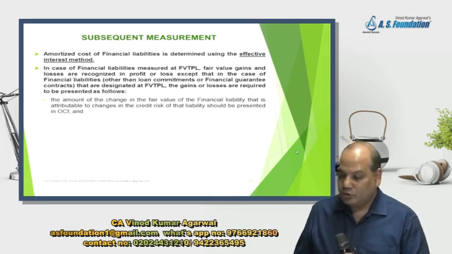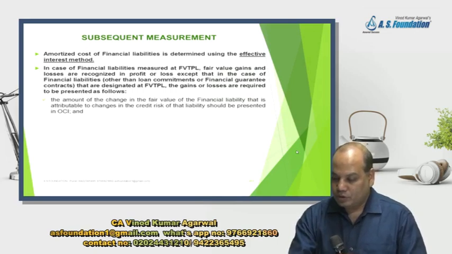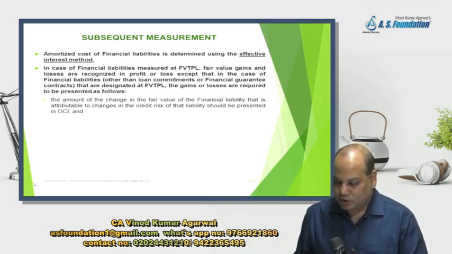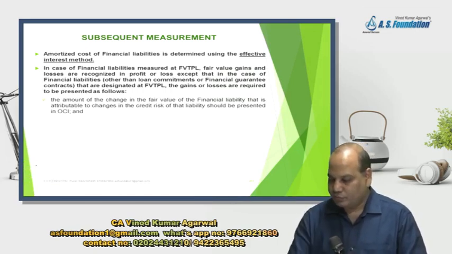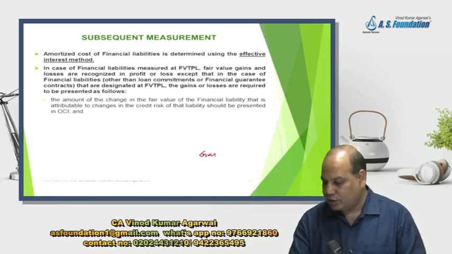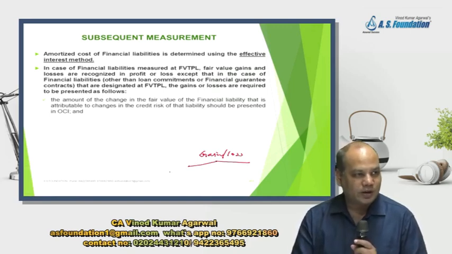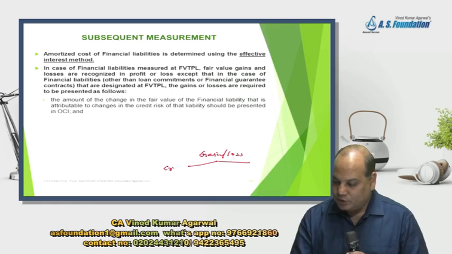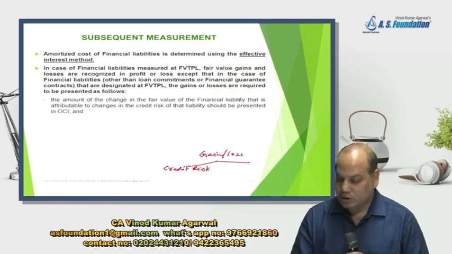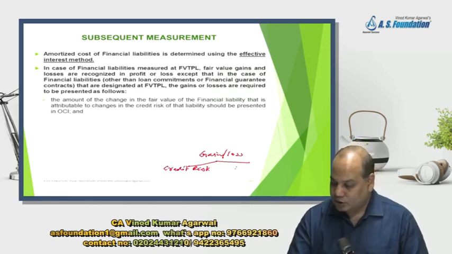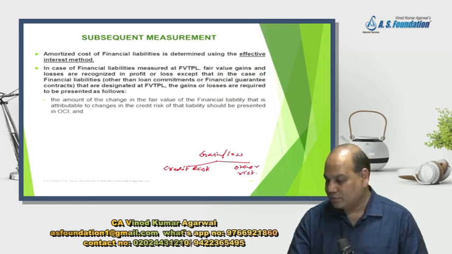Okay, so for financial liabilities which are measured at fair value, you have to find out the reason for the gain or loss. So they said you divide into 2 categories: change in fair value due to credit risk, and change in fair value due to other risks.